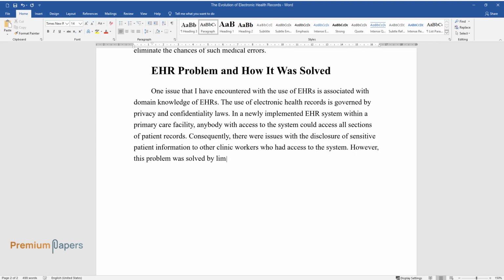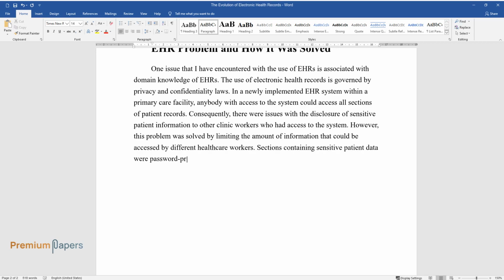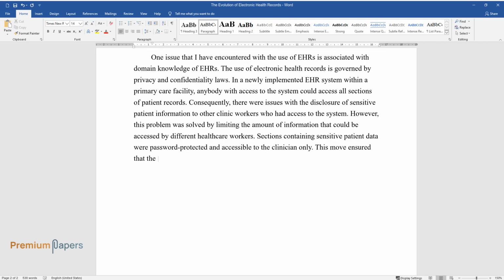However, this problem was solved by limiting the amount of information that could be accessed by different healthcare workers. Sections containing sensitive patient data were password protected and accessible to the clinician only. This move ensured that the privacy and confidentiality of patient data were upheld.